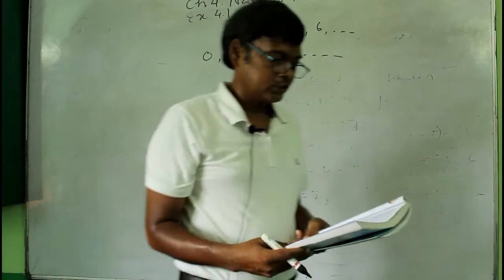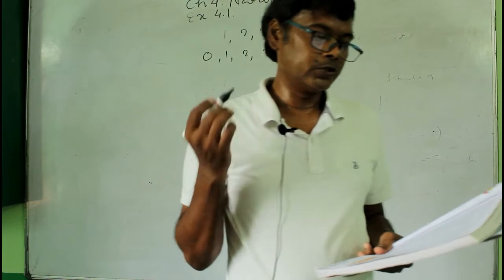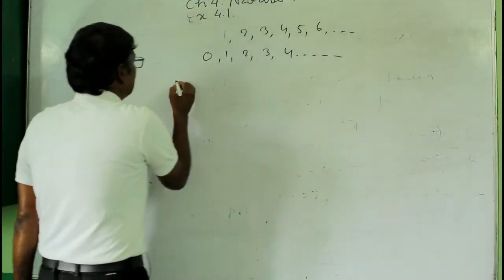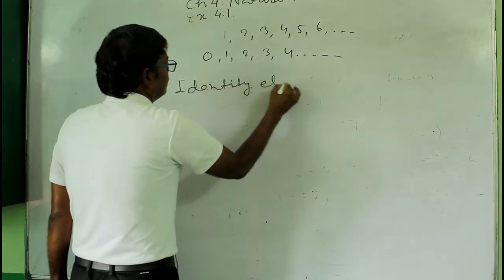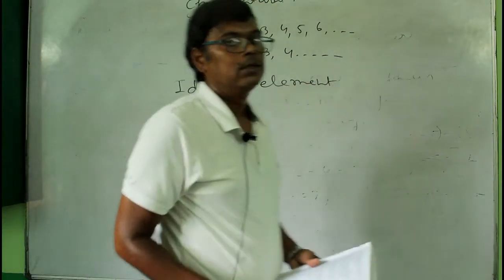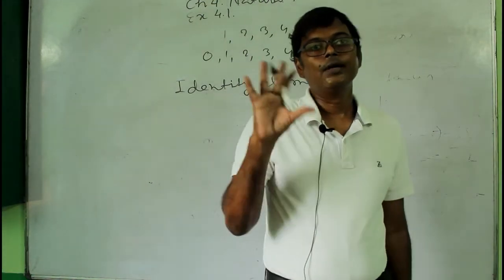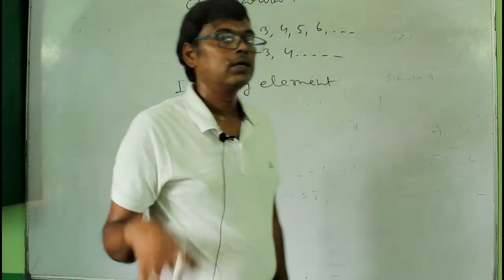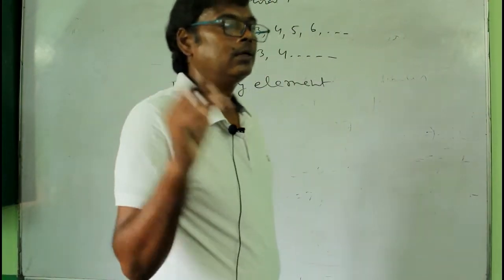And in this, I told you about the closure property, then the commutative property, then the associative property, then there is the identity element for addition. So we have to find a number. Suppose there is a number 5. Now what number will you add to 5 to get the answer 5?